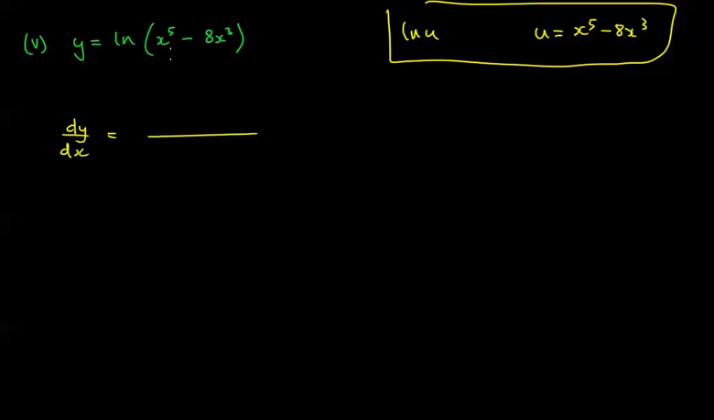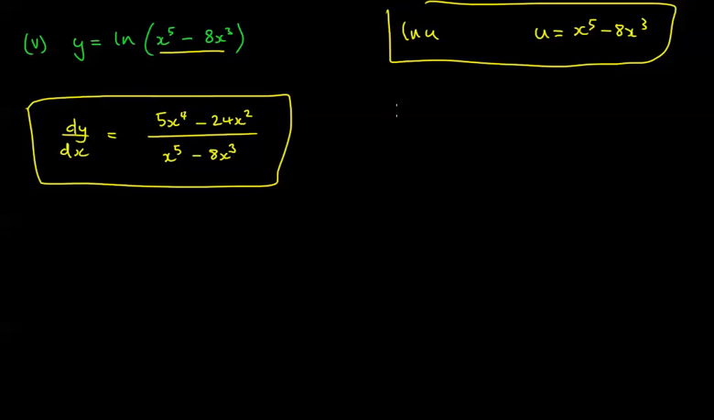Well, what happened? This thing ended up on the bottom, and then the derivative of it ended up on the top. Well, what's the derivative? There will be 5x to the power 4 minus 3 times 8, which is 24x squared. There you go. And that's the derivative function.